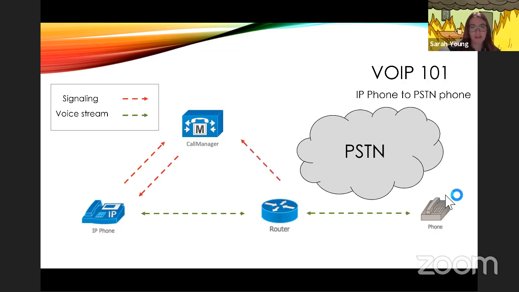And of course, there are a couple of streams of signaling there that should go in as well. The router does talk to the call manager as well, because the call manager controls everything. So that's a very, very basic 101 about how VoIP works. If you understand that, you're good.